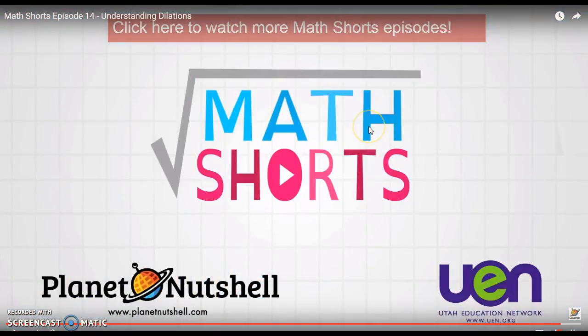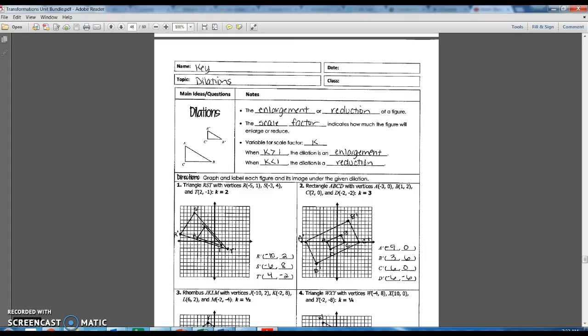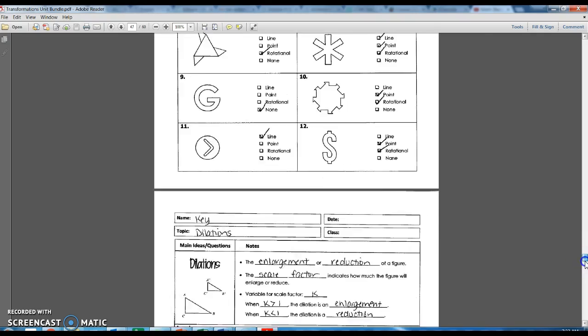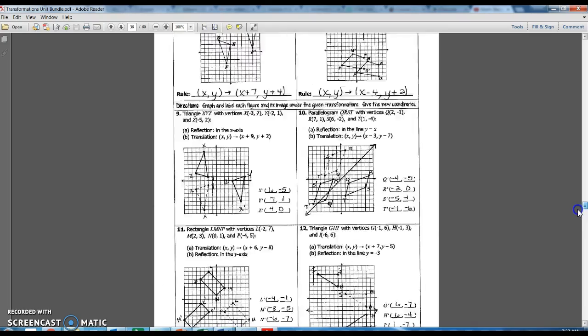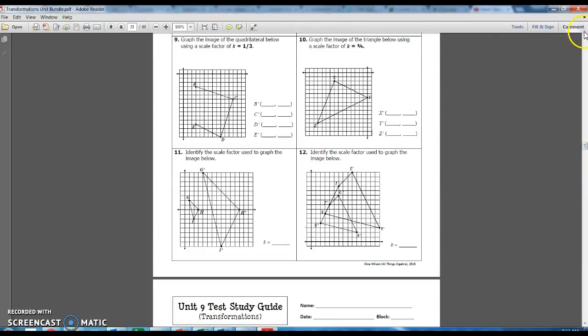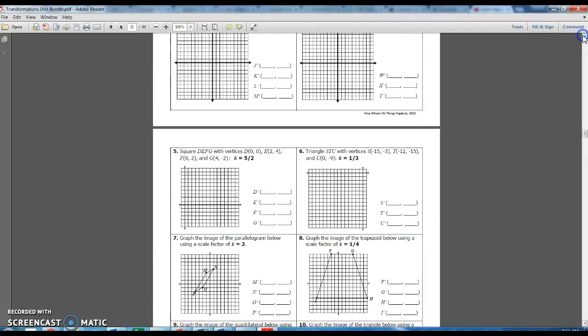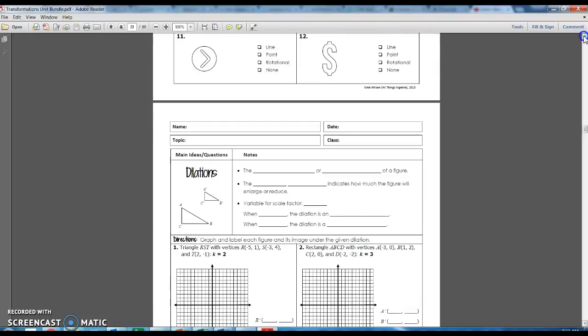Okay, so that was something that is pretty basic for us to understand, I believe. When I multiply by a number bigger than 1, it's going to get bigger. When I multiply by a number smaller than 1, a fraction, I'm actually going to divide by the number that's on the bottom, and that's going to make my dilation smaller.